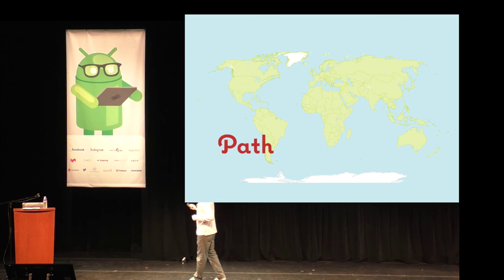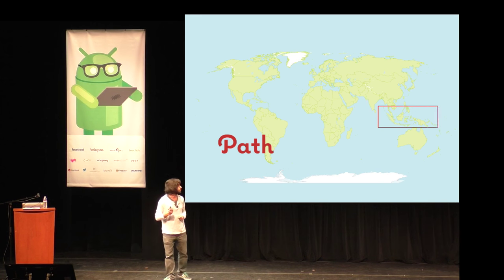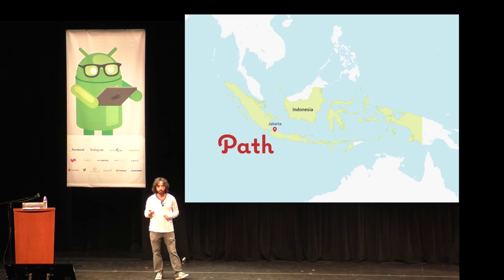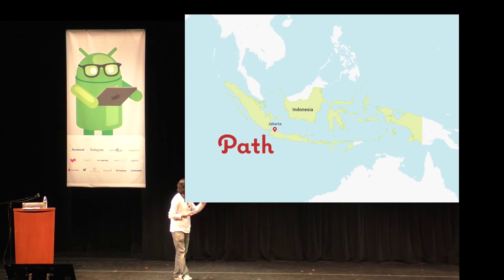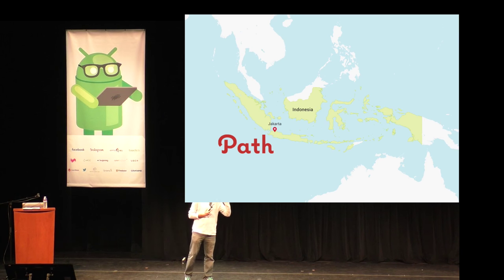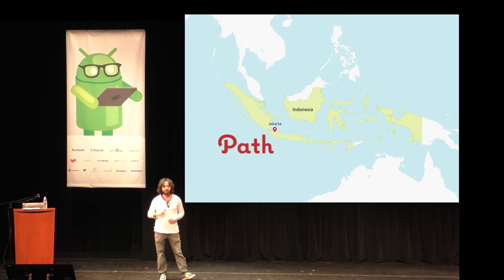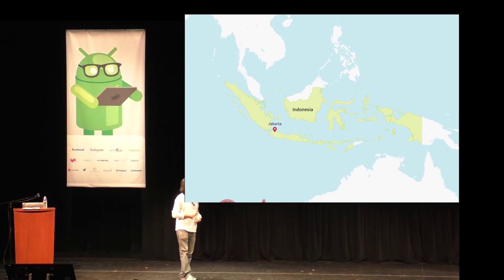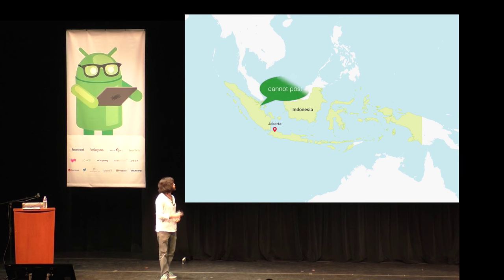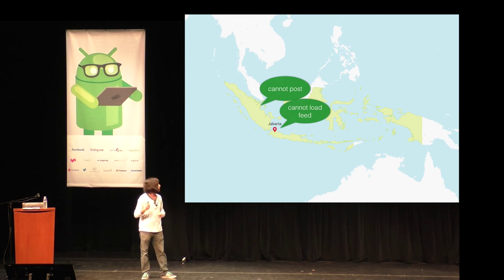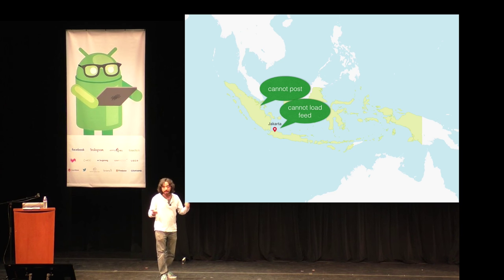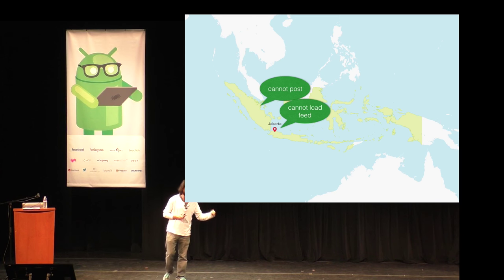What happened with Path was we had a lot of users from Indonesia, a developing country, a beautiful country. You already don't have great network there and people are on their phones all the time because there's crazy traffic. And so they use Path. But every time Path goes down, we would start hearing from users, hey, I cannot post or I cannot load my feed. And these reports would always come from Android users.